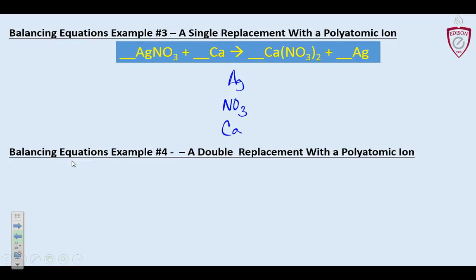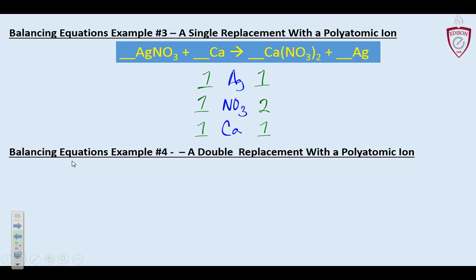Beautiful. So now let's count them up. Ag, on the left side I've got 1. NO3 group on the left side, I've got 1. Calcium on the left side, I've got 1. Reactant side: 1, 1, 1. Product side, calcium, I've got 1. Nitrate, NO3s, I've got 2. Remember, this 2 is for the whole polyatomic ion chunk in parentheses. And I've got 1 silver. So I counted, and now I'm going to compare.